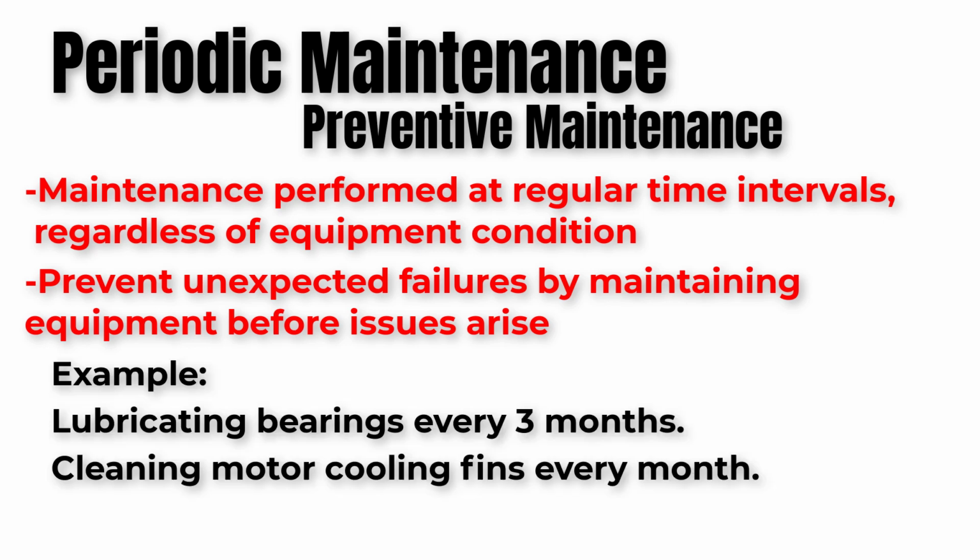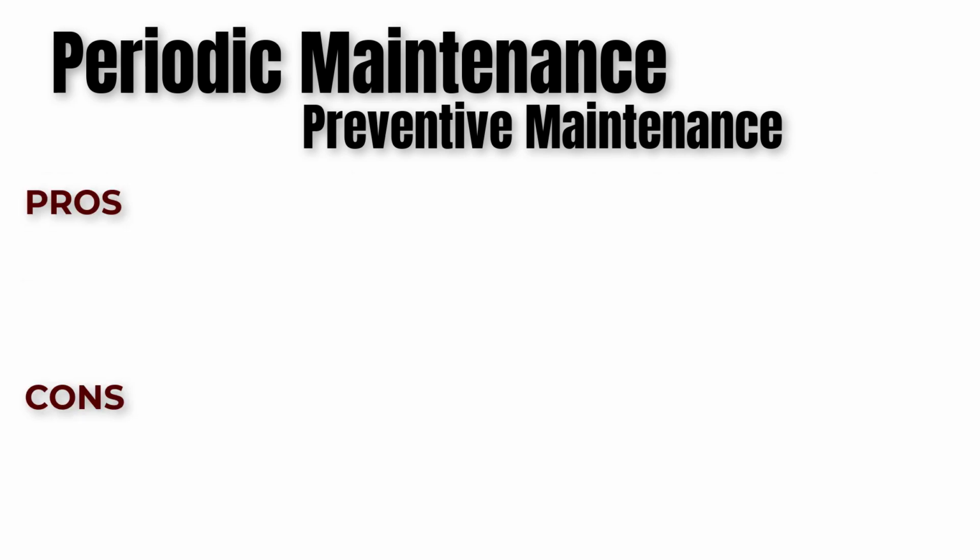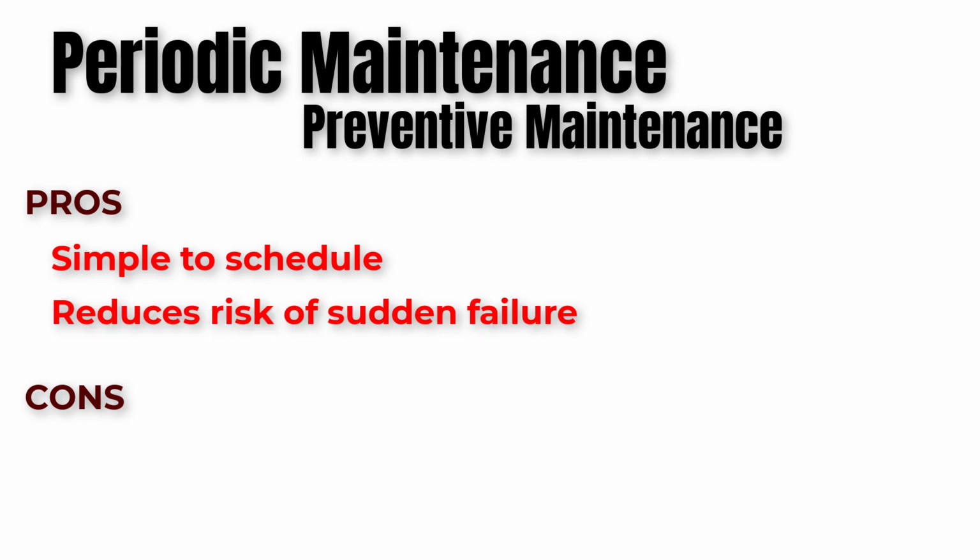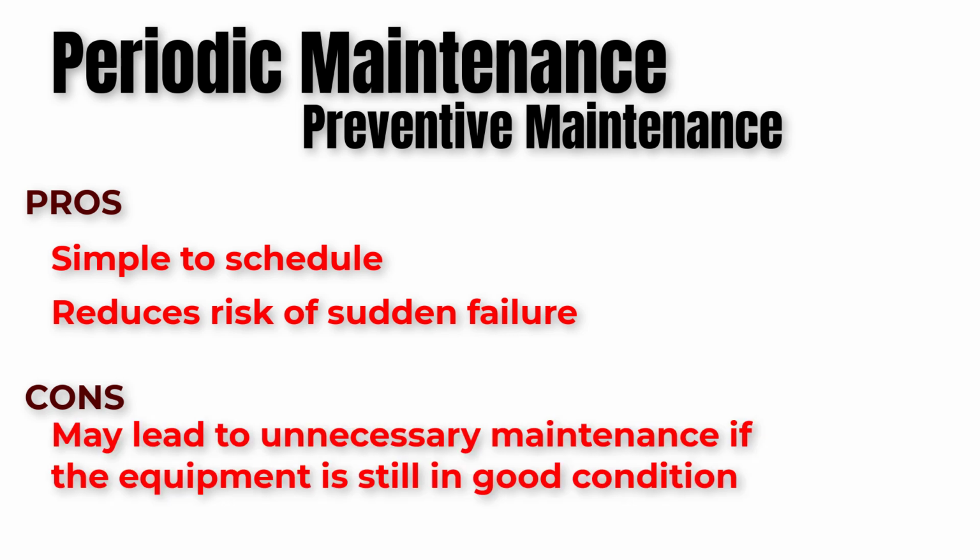So here, for example, we may lubricate our bearings every 4000 hours of working. Also, we could clean motor cooling fins every month, and check winding resistance and insulation resistance every 6 months. The pros here is it's simple to schedule and reduces risk of sudden failure, but the cons actually, this may lead to unnecessary maintenance if the equipment is still in good condition.